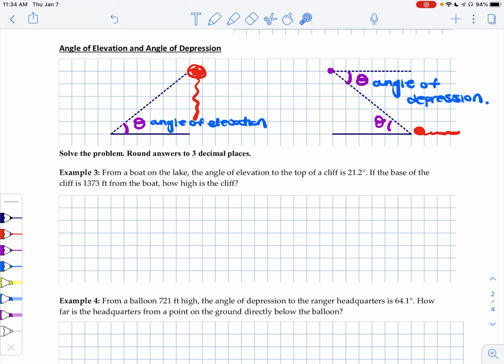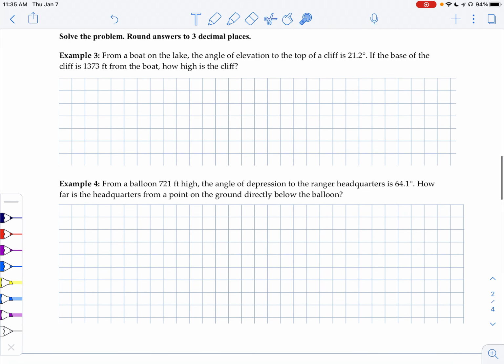So if you're low looking high, you're going to be talking about an angle of elevation. If you're up high looking down low, you're going to be talking about an angle of depression. But these angles are the same as one another. This fact, that these are equivalent angles, is going to be helpful information as we go through some different examples. Let's go ahead and take a look at a few examples.